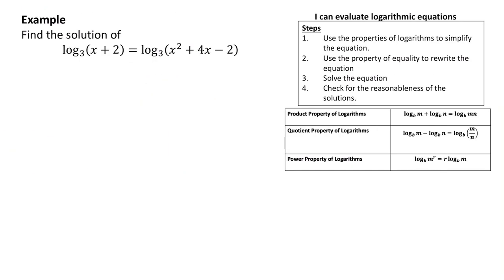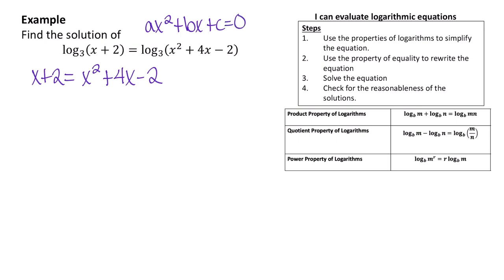So now let's solve the log base 3 of x plus 2 equals the log base 3 of x squared plus 4x minus 2. So we have two logs of the same base, so we're going to say that x plus 2 equals x squared plus 4x minus 2. So notice that this is a quadratic equation. When we have a quadratic, we want to set it equal to 0, right? ax squared plus bx plus c equals 0 so that we can solve. So I'm going to go ahead and subtract x and 2 from both sides of my equation.